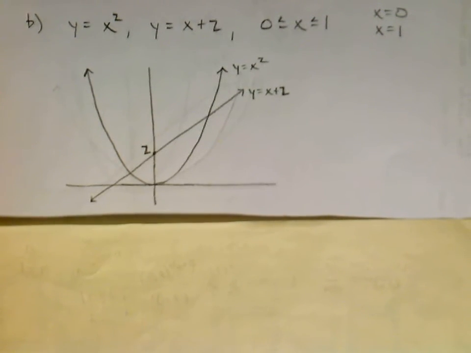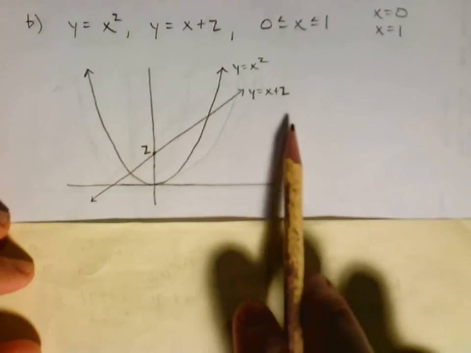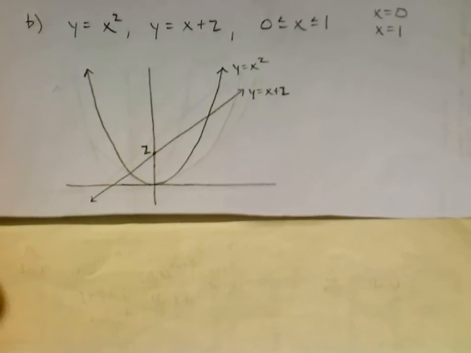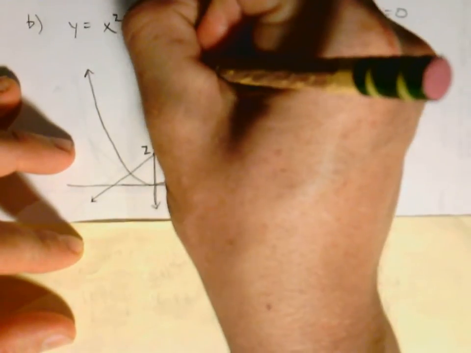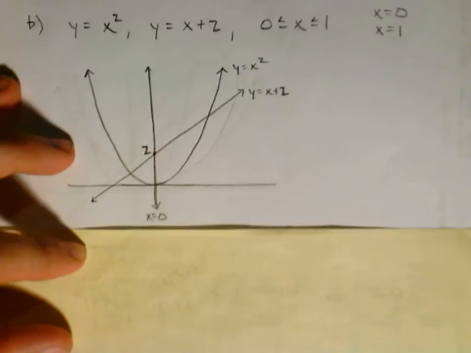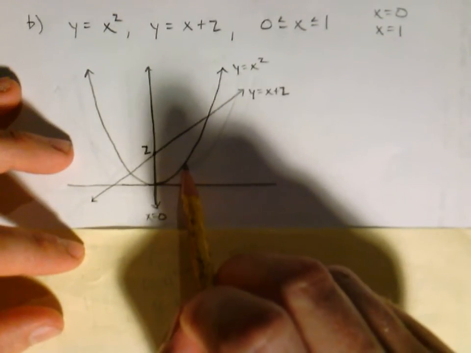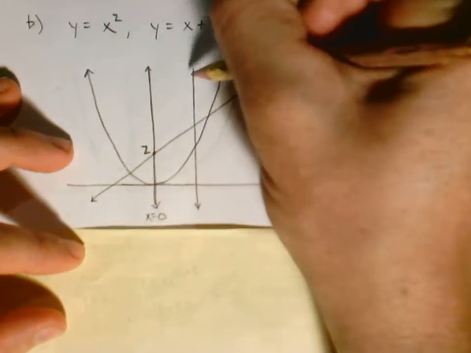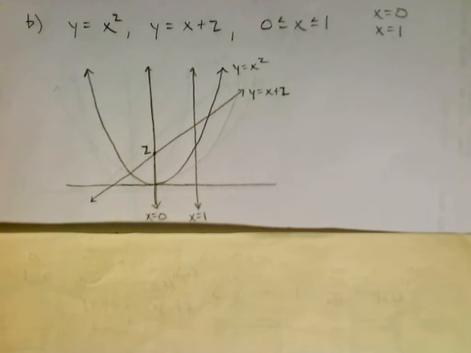All right, I just have the first two, y equals x squared, my parabola, y equals x plus 2. It's the line going through 2 with the slope of 1. And then for the vertical lines, well, 0 is right here on the y-axis. And x equals 1 would be somewhere like right there. X equals 1. Something like that.